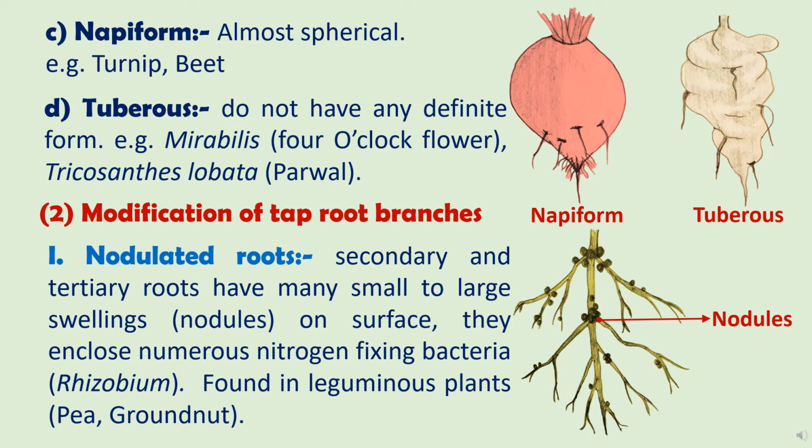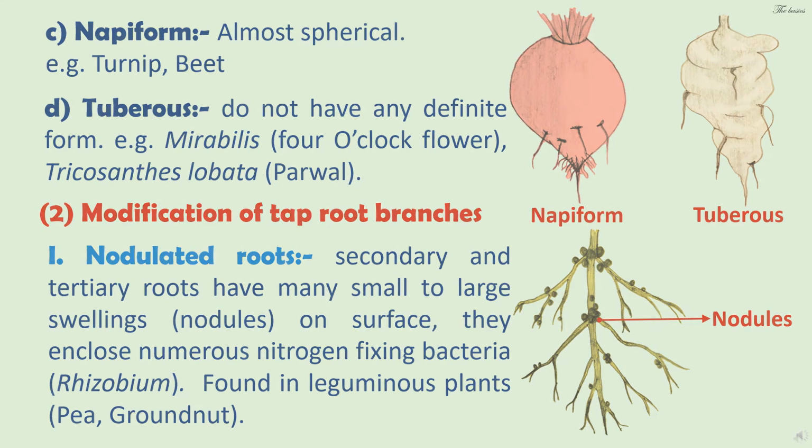into ammonia, which is utilized by the plant, and this process is called nitrogen fixation. And in return, the bacteria take up the food and the shelter from the plant. So in this association, both the partners, that is bacteria and the plant, get benefited, and this association is called reciprocal symbiosis. Examples of leguminous plants are peas and groundnuts.